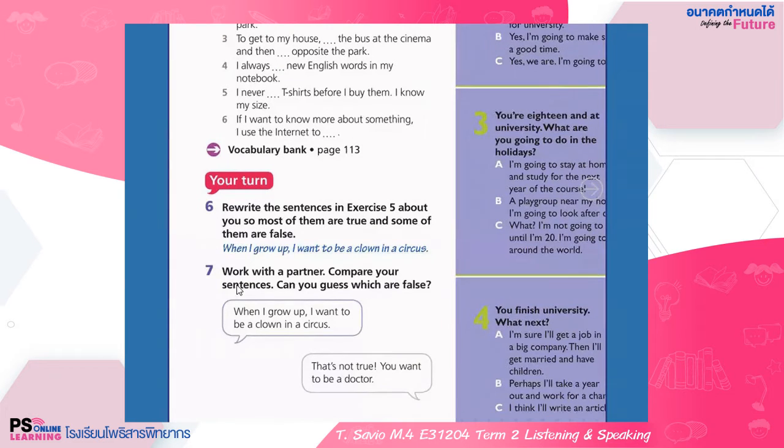Exercise 7. Work with a partner. Compare your sentences. Can you guess which are false? When I grow up, I want to be a clown in a circus. That's not true. You want to be a doctor. So we can do this exercise once we come back to the classroom, or if you have a partner to practice with, this will be a good idea.